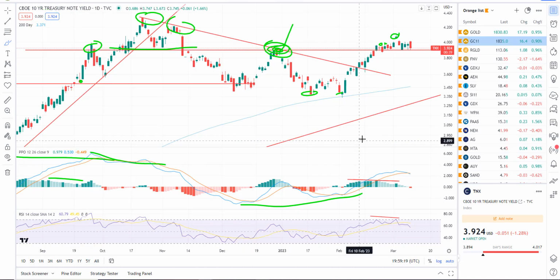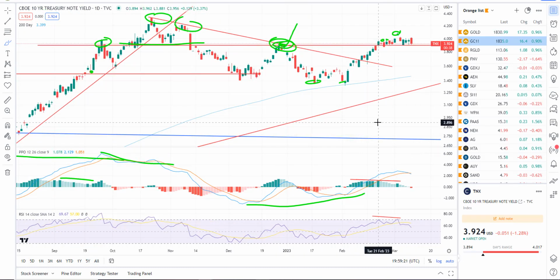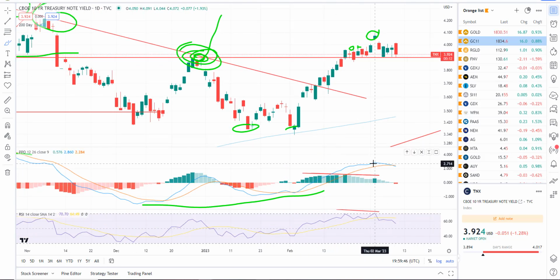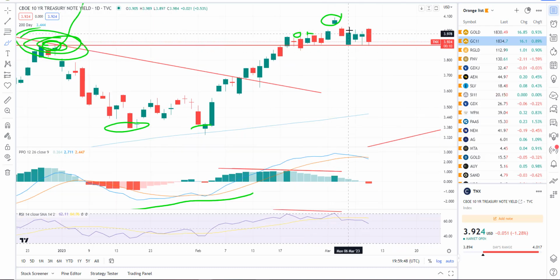Okay, interest rates. As interest rates rise, they're essentially competing with gold, okay? Because if something like a treasury is paying a yield, gold does not pay a yield. So as interest rates rise, that can put pressure on gold. As interest rates fall, that can be a headwind for gold. And what I'm seeing here in the chart on TNX is basically, you can see a couple things.